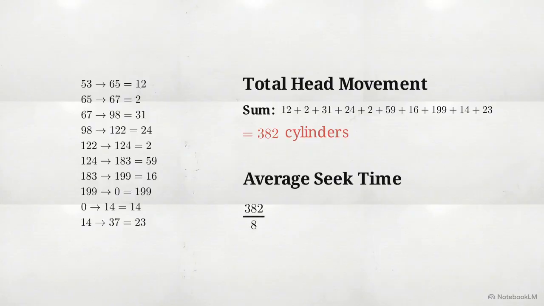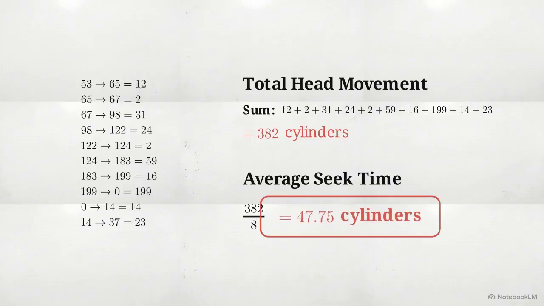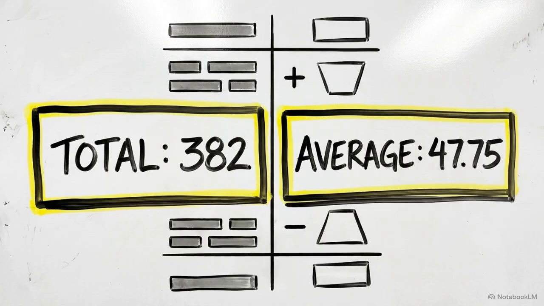Exams frequently require a second metric, average seek time. To find this, we take our total movement of 382 and divide it by the 8 raw data requests. The result is an average of 47.75 cylinders. These 2 figures represent the mechanical toll of processing this exact queue using a circular sweep.